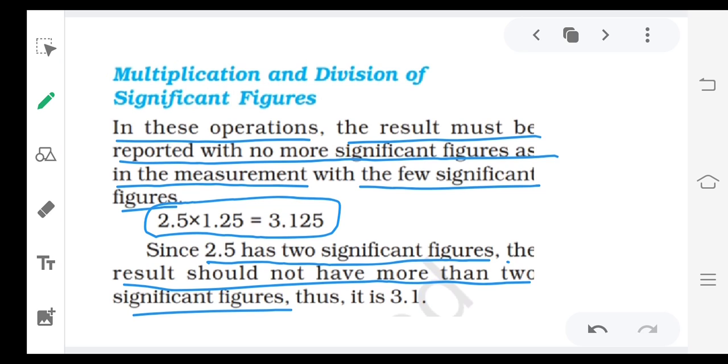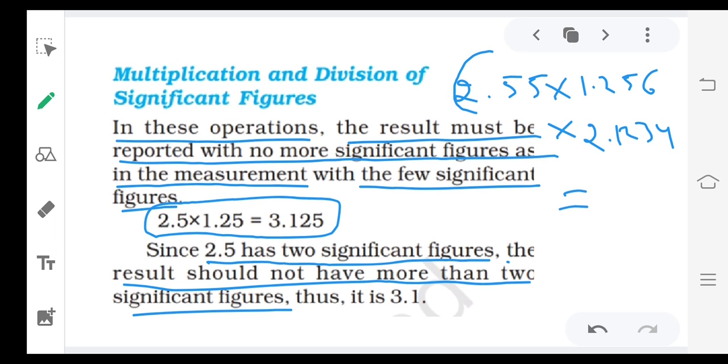Suppose I take 2.55 into 1.256 into 2.1234. Suppose I am multiplying these three numbers, the result must contain three significant figures. Why? Because in these three numbers, which number has fewer significant figures? That is 2.55. So that's why the result also must contain three significant figures.